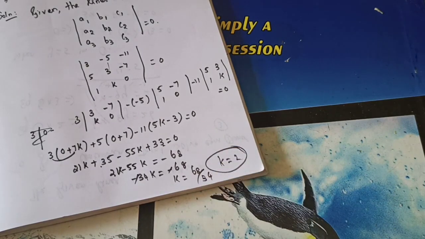Understand? Very easy. So it is concurrent. If you just expand the determinant you will get the answer. Okay. So k equal to 2.